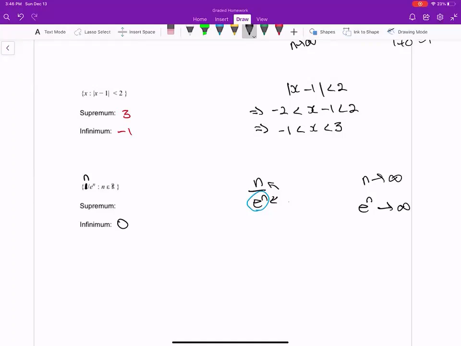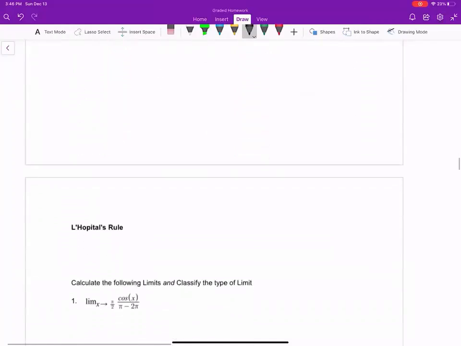The supremum for this is when n is at its smallest value again. So that's pretty simple to calculate. It's just 1 over e. The same logic applies where you consider the smallest possible number, so 1 over e to the power 1. So that's just 1 over e. So that's a pretty simple example.